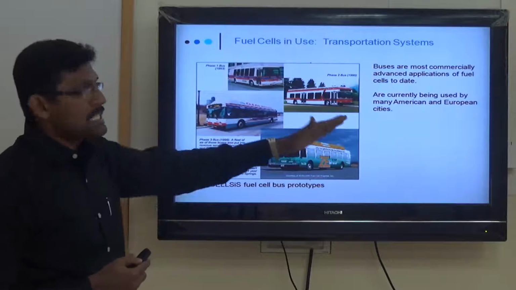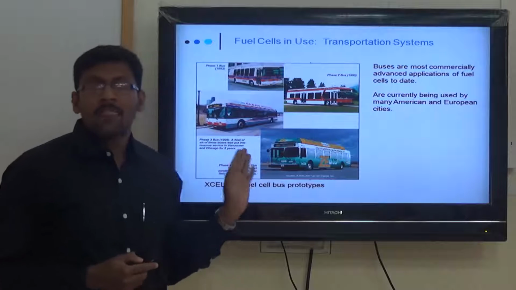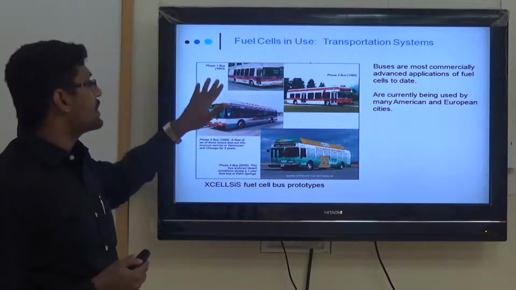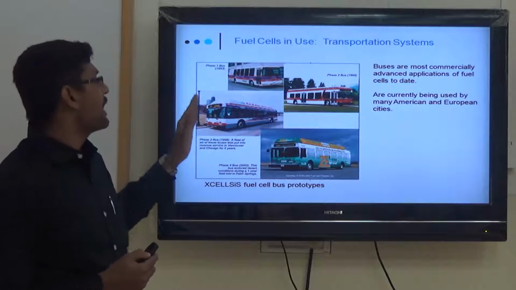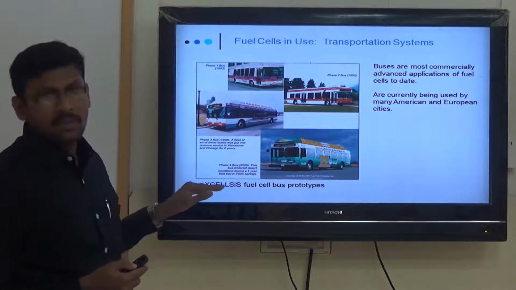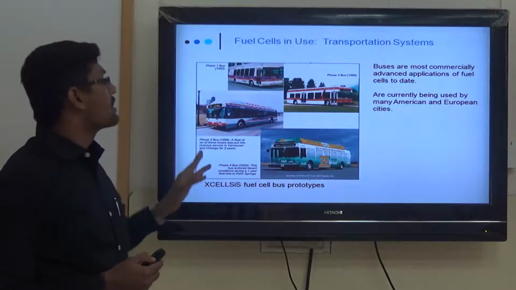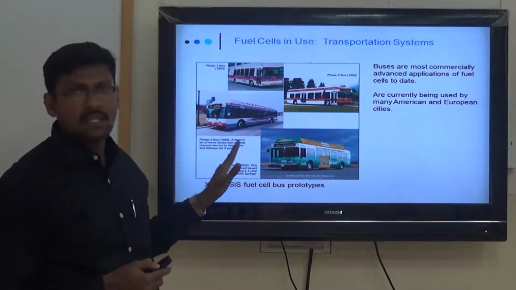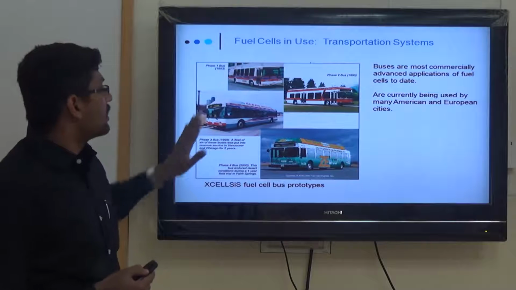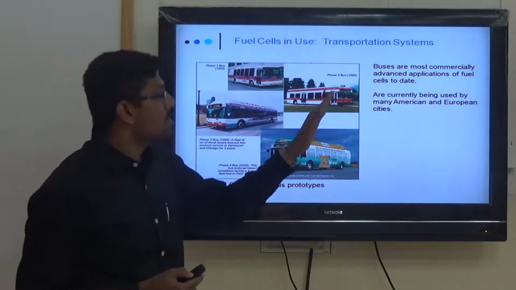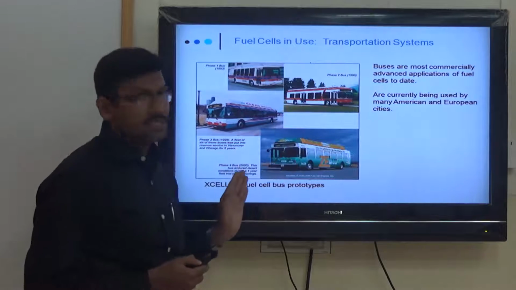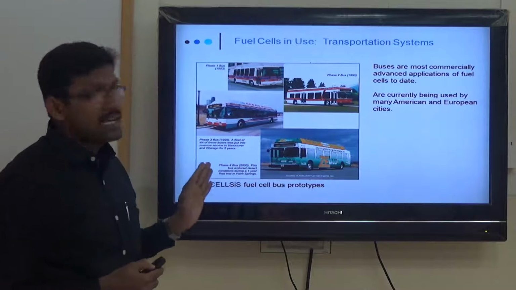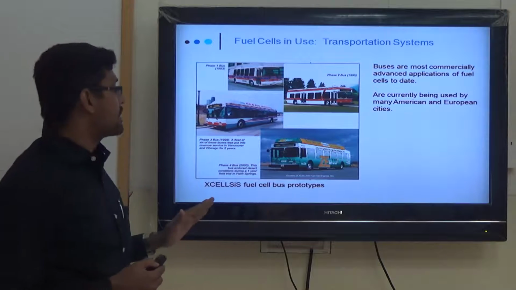And then for transportation systems, vehicles like four-wheelers, that is, buses. This is the first bus, developed by Exelis. This is the prototype developed by Exelis. This is phase 1 and phase 2. These 4 phases will increase the efficiency of the fuel cell. Buses are the most commercially advanced application for fuel cells to date. These are currently used by American and European countries.